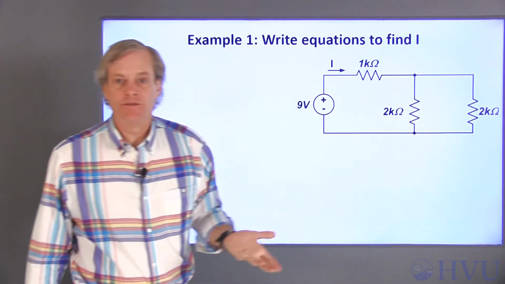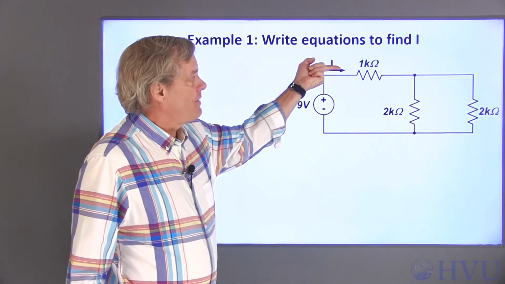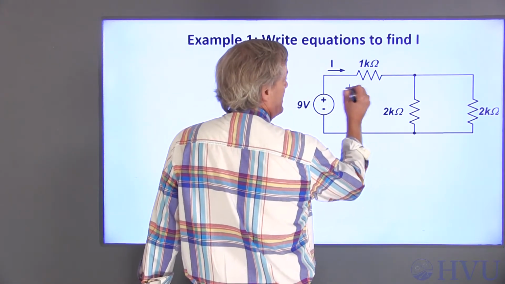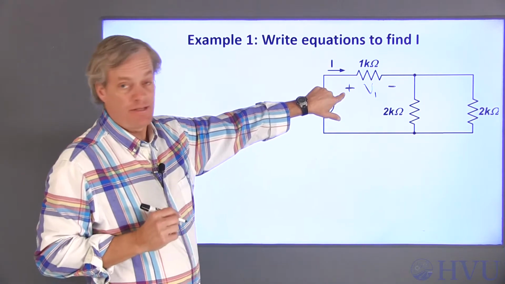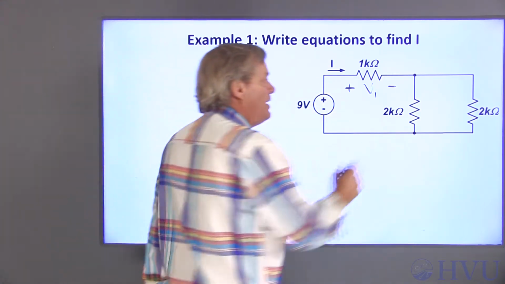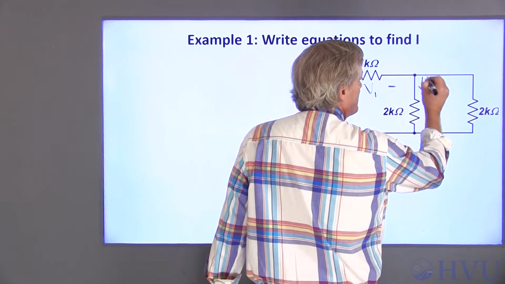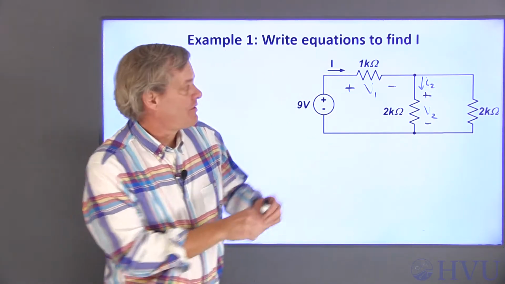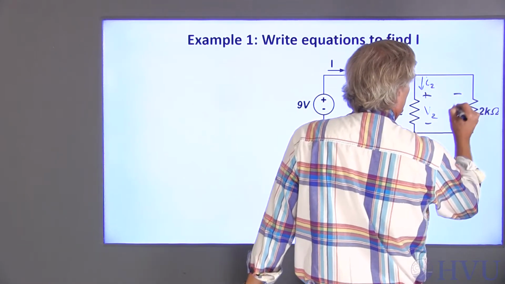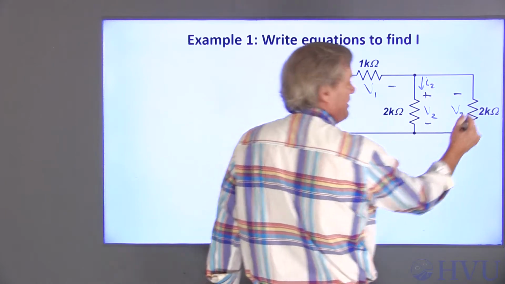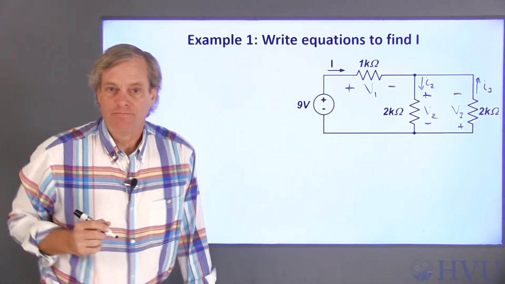The first thing that I need to do is define my variables and their sign conventions. I is positive in this direction, so I'll define a voltage across the 1 kilo ohm resistor, V1, such that I is entering its positive terminal. I can define a voltage V2 across this resistor, in which case the current I2 needs to enter that positive voltage terminal. Finally, I'll do a voltage V3 with its positive terminal down here, in which case I3 needs to be positive in that direction.